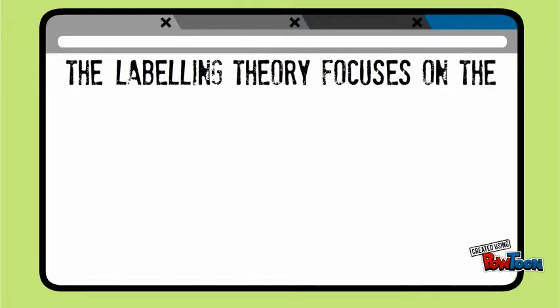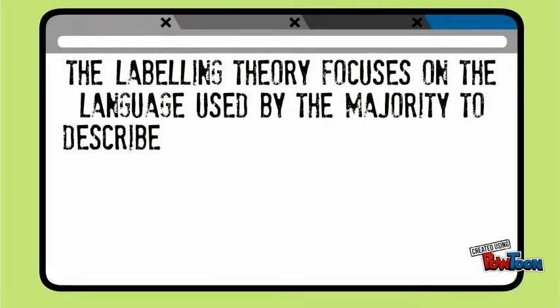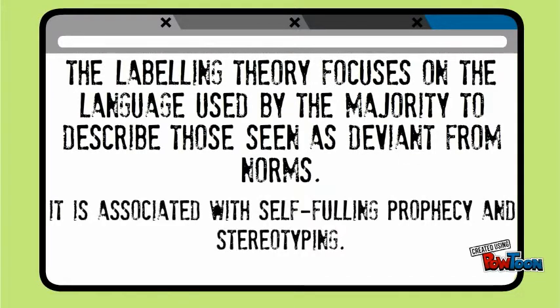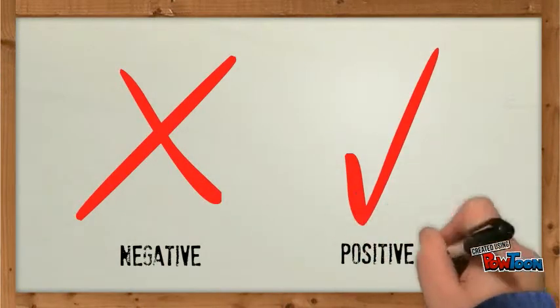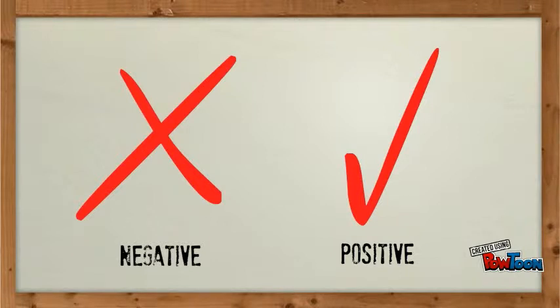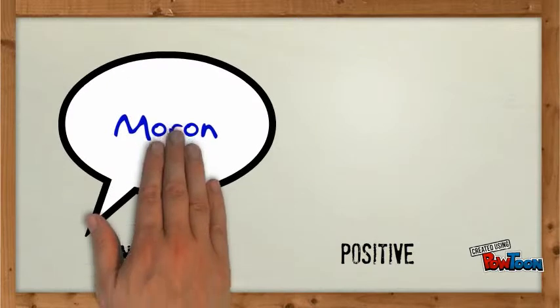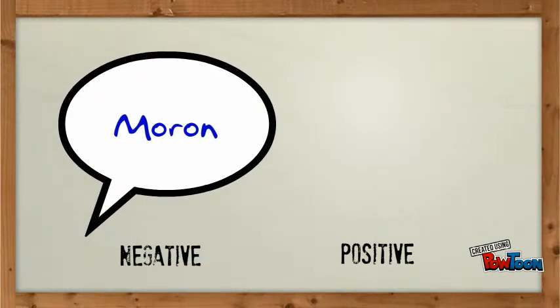The article also describes how the labelling theory focuses on the language used by a majority to describe or label minorities or those seen as deviant from the norms. It is associated with self-fulfilling prophecy and stereotyping. There are both negative and positive effects to the theory. However, in society, we usually see the negative aspects due to stereotyping. This is also evident in special education settings.